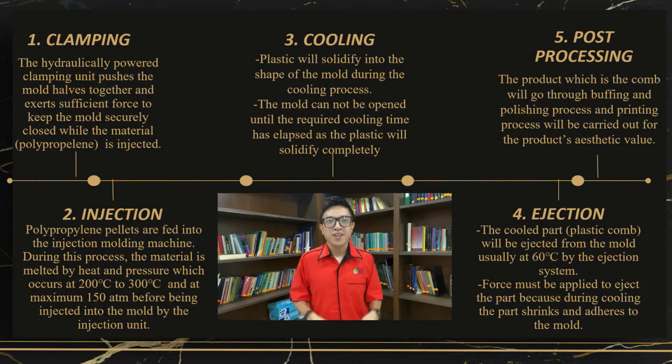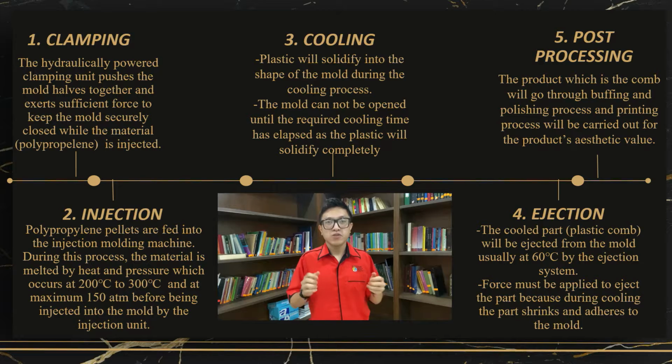The third one, cooling. Plastic will be solidified into the shape of the mold during the cooling process. The mold cannot be opened until the required cooling time has elapsed, as the plastic will solidify completely. For the fourth one, ejection. The cold plastic comb will be ejected from the mold, usually at 60 Celsius, by the ejection system. Force must be applied to eject the part because during cooling, the part shrinks and adheres to the mold.